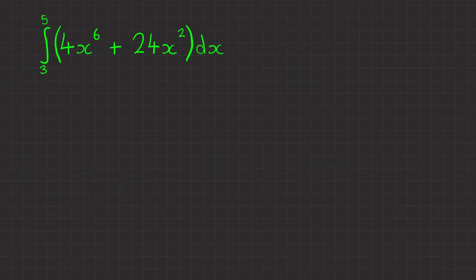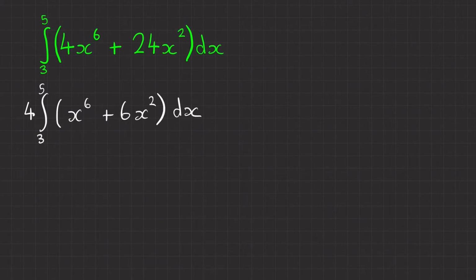At this point, there's a nice little trick you can do to make your life a little easier when integrating, and that's taking out a coefficient. What I mean by this is if you have a common numerical factor across this equation, then you can take it out and put it outside of the integral. So for this, we've got 4 and 24. Now a common factor of both of these is 4. So if we take out the common factor of 4, we'll have 4 lots of the integral bounded between 3 and 5, of x to the 6 plus 6x squared dx. Now we can work this out the same as before, we'll just at the end multiply it by 4.